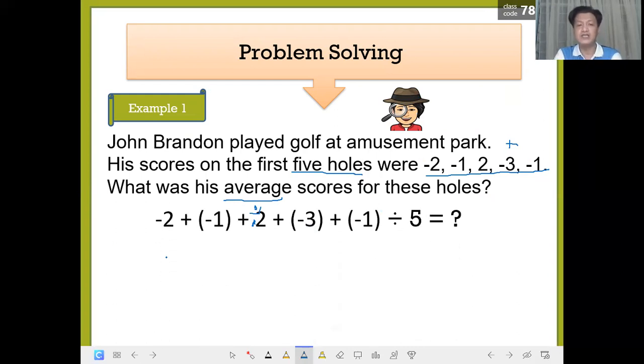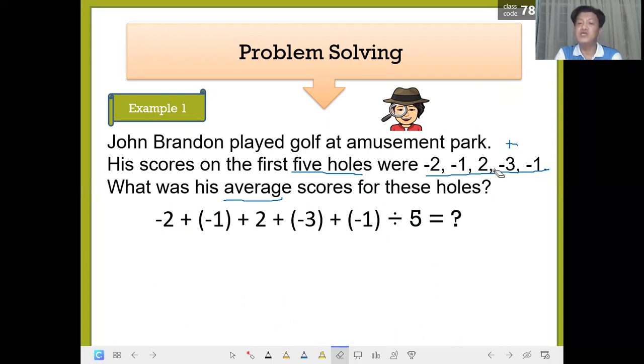Okay, kaya nga ang solution natin dyan is negative 2 plus negative 1 plus positive 2. Erase lang natin to. Okay, plus positive 2 plus negative 3 plus negative 1 divided by 5.